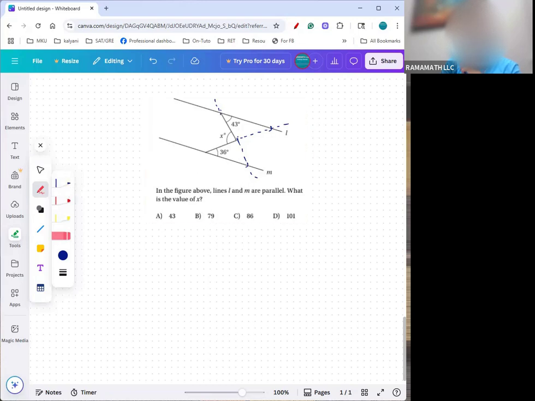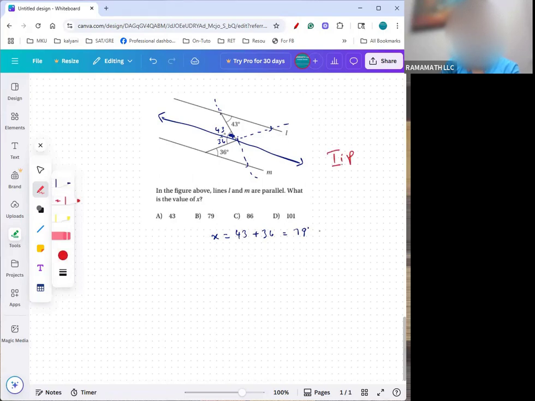So I'm going to draw a parallel line like that. Okay? When I draw a parallel line here, obviously when these lines are parallel, this 43 and this angle right here, they're alternate interior. Remember we talked about the rules? If this is 43, this is going to be 43. If this is 36, this is also 36. So the x is 43 plus 36. Okay, 79.